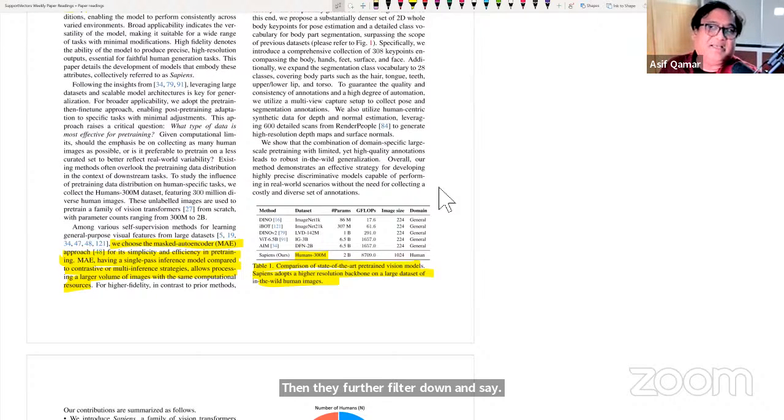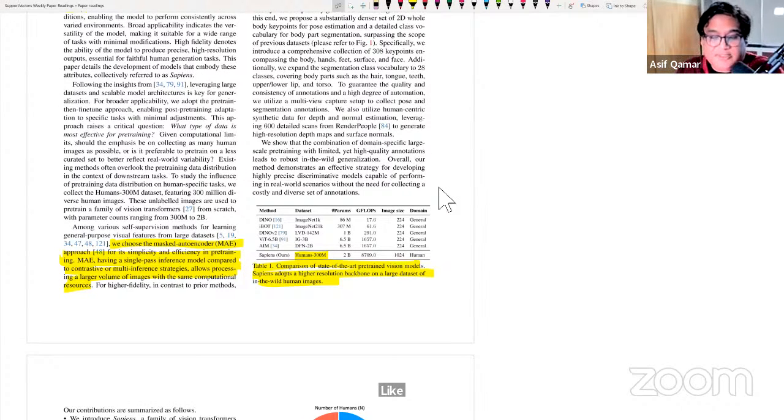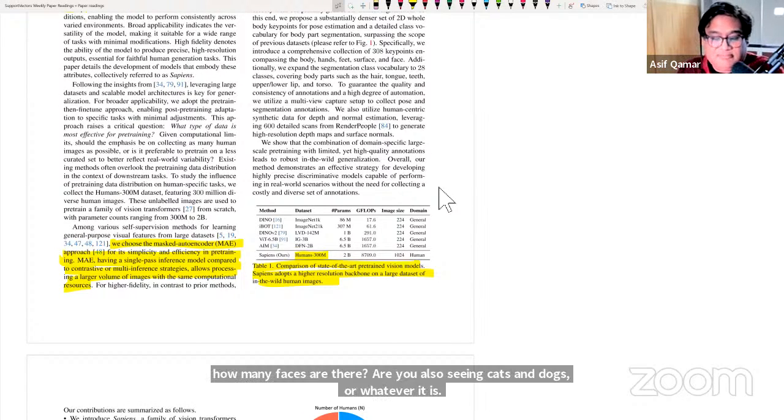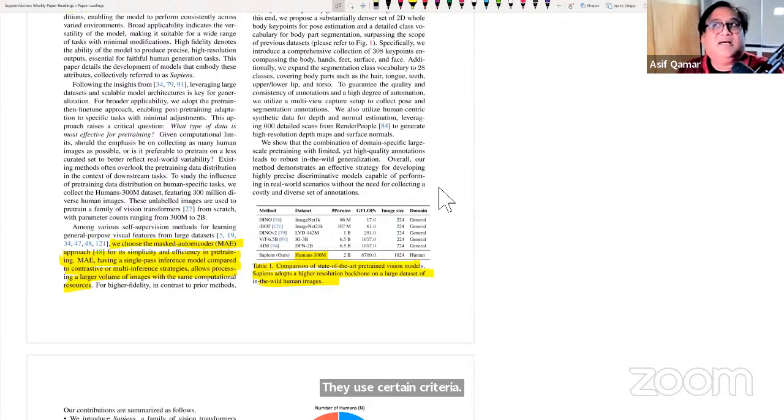They do some pruning strategy, like how many faces are there? Are you also seeing cats and dogs or whatever it is, right? They use certain criteria to try to create a 300 million data set of, simply put, good human faces. Not just human faces, but good human images. Then they build models. Their biggest model is a 2 billion parameter model.